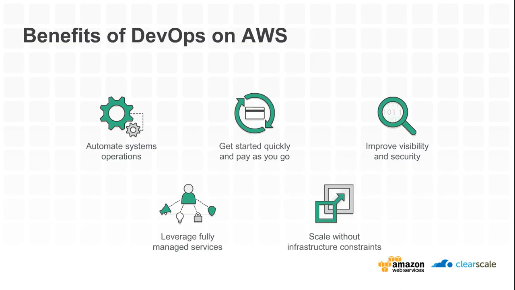Finally, the benefits of using DevOps on AWS. As I said, you are automating the system operations, and you're starting quickly based on pay-as-you-go, so you are not worried about over-provisioning of the infrastructure; you are only consuming what you really need. You have full visibility into all the aspects of your environment. You are also leveraging the managed services and the various management, orchestration, and automation tools available. You are scaling without infrastructure constraints, so you are not depending on the system administrator or IT organization.